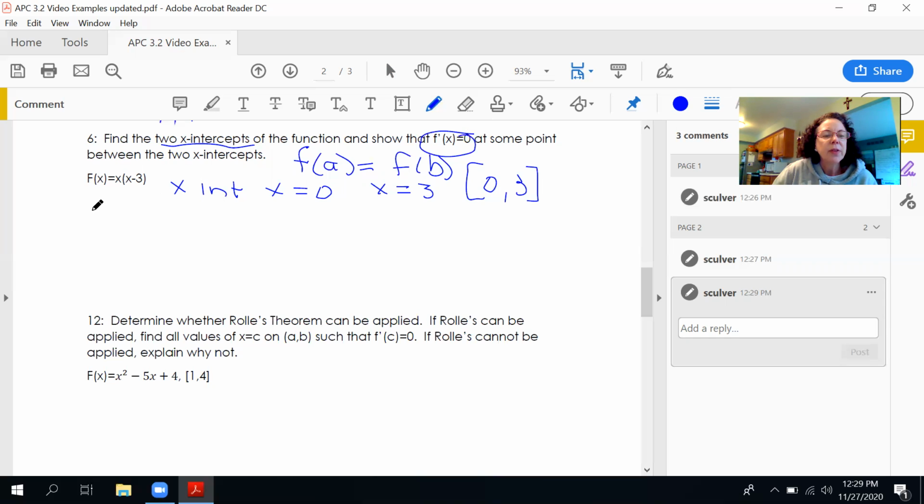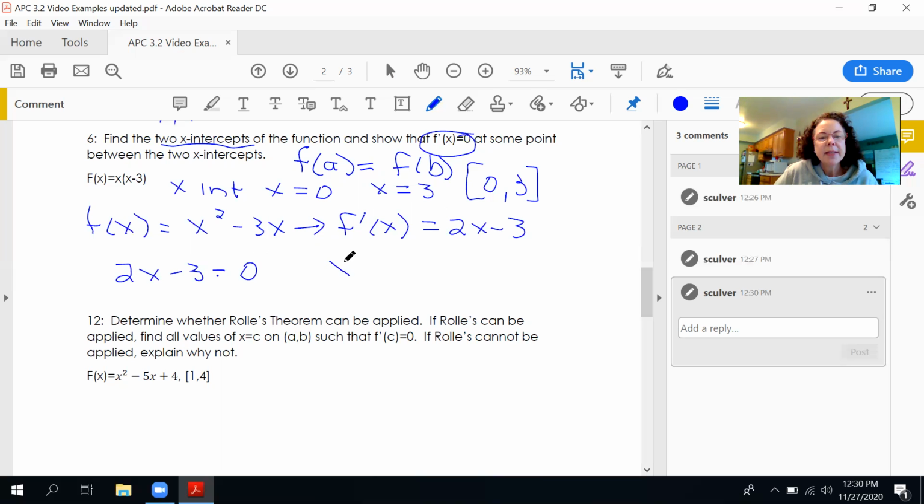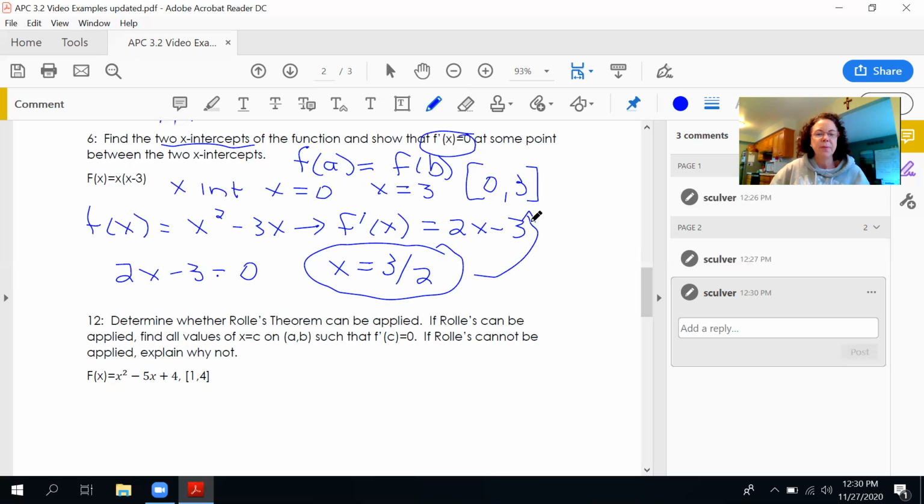So let's go ahead and do that. I'm first going to write the function as x squared minus 3x. And when I take the derivative, that would be 2x minus 3. And so we are going to set that equal to 0, and we get x equals 3 halves. Notice 3 halves is right in between 0 and 3. That's not always true, but without a doubt, we found the x that was guaranteed, where there would be a derivative of 0 on this closed interval.